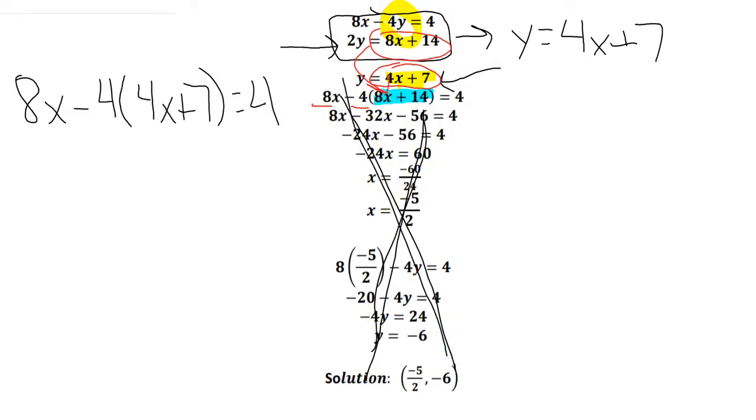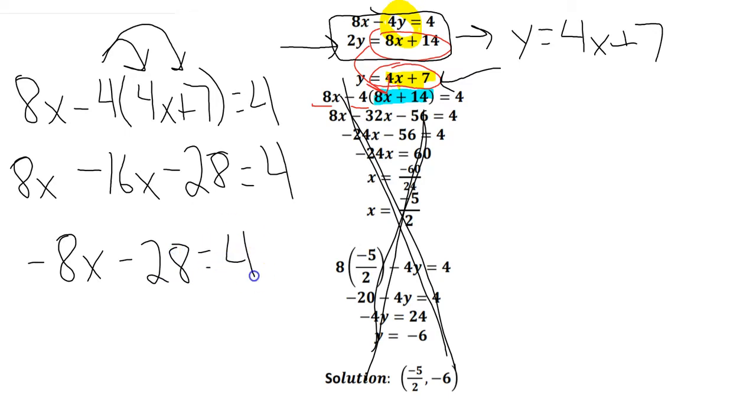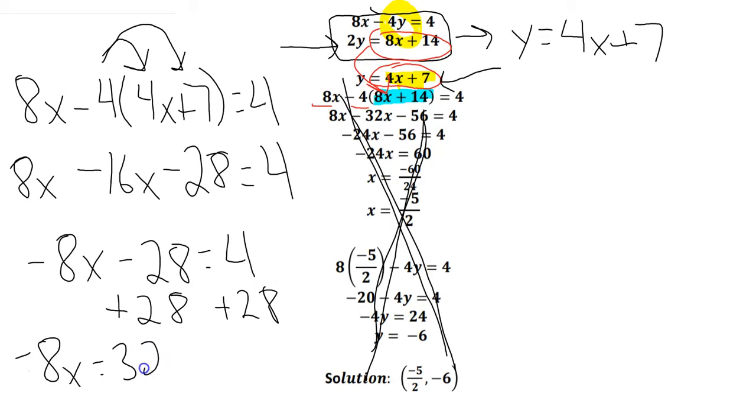and let's solve this. So I've got one variable, one equation. First thing I should do is distribute negative 4 to both of these. Negative 4 times 4x is negative 16x. Negative 4 times 7 is negative 28. I've got the whole thing is equal to 4. So I've got 8x. Now I want to combine my like terms. 8x minus 16x gives me a negative 8x. Minus 28 equals 4. And the last thing, add 28, add 28. So negative 8x equals 32. To solve for x, I divide by a negative 8, and I get x equals negative 4.